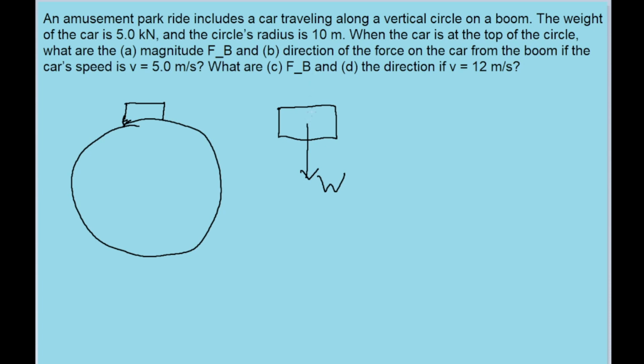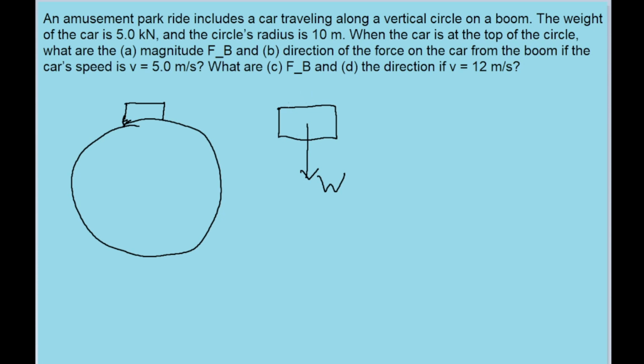But what's interesting about this problem is that we don't actually know what the direction is of the force on the boom. It could be up, it could be down, depending on what the speed of the car is. Because if the car is going really fast, then the force from the boom will probably be a downward force, because it's pulling the car down so it doesn't fly away. But if it's a lower speed, then the car is probably weighing down more heavily on the boom, so it'll probably be more of an upward force.